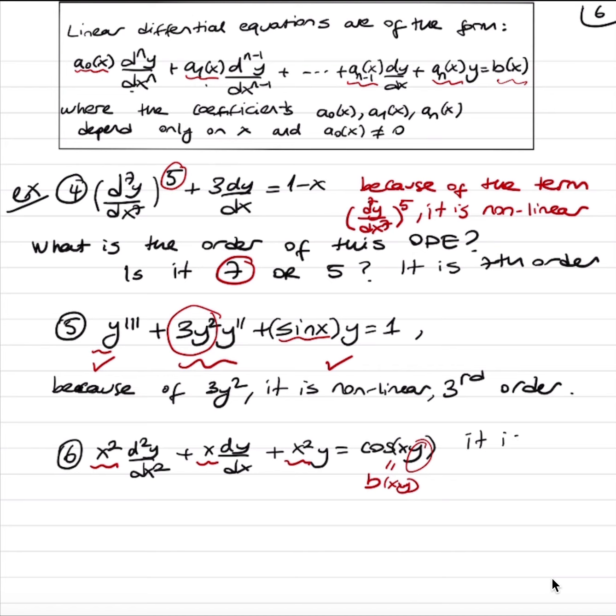So it is nonlinear because of cosine xy. Because of cosine xy, right? So this is nonlinear. If we had only cosine x, then there wouldn't be any problem. But what about its order? We check out the derivatives. I see a second derivative, so this is second order.